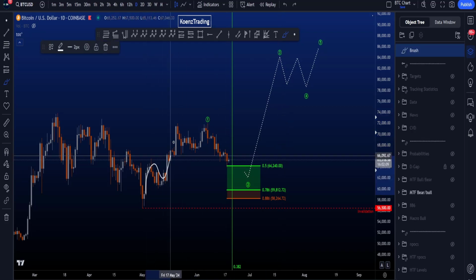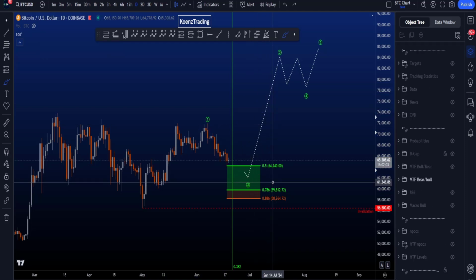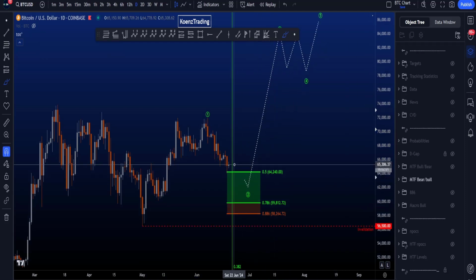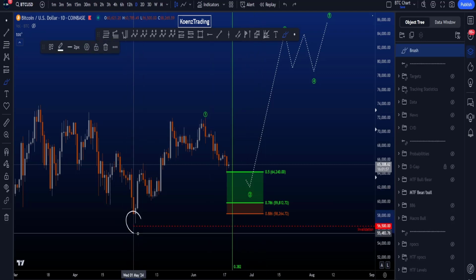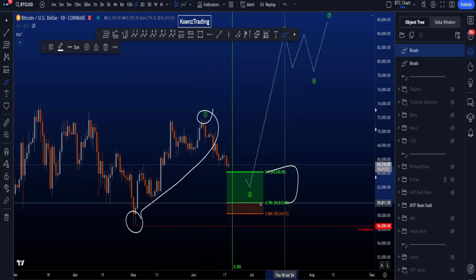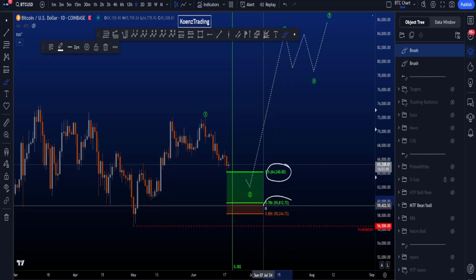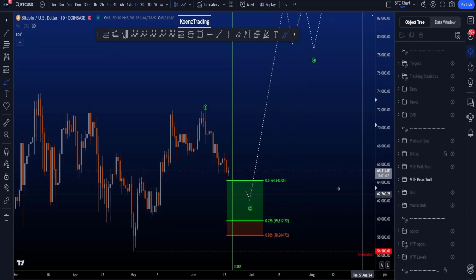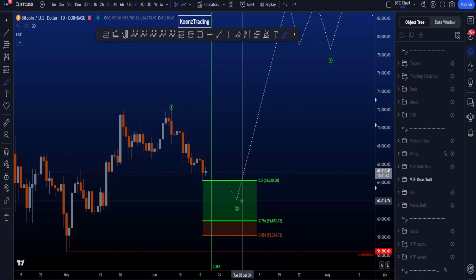Here we have a finished impulse in a wave 1, looking for a 3-wave corrective structure in 2 and then continuation to the upside in a wave 3. The most common target area for your wave 2 is between the 0.5 and the 0.786 Fibonacci, taken from the low to the high of wave 1, giving you a target between 64.3k and 59.8k. The 0.5 has now been touched, as you can see.